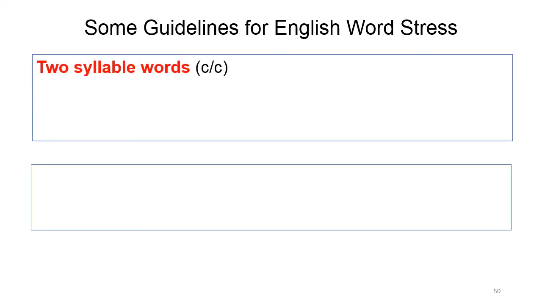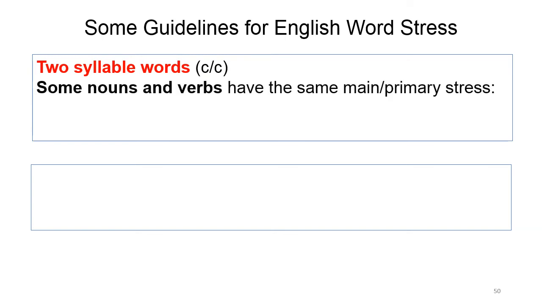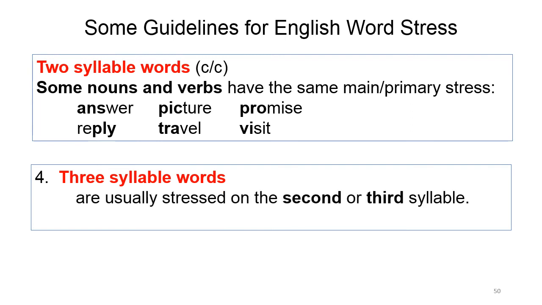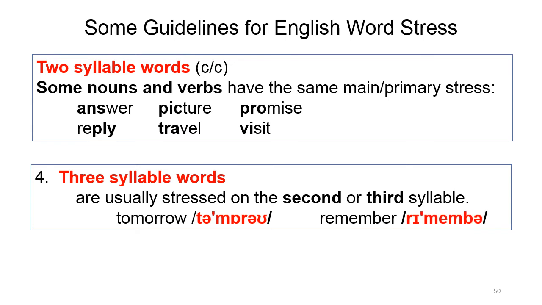Some two-syllable pairs of nouns and verbs have stress on the same syllable: answer to answer, picture to picture, promise to promise, reply to reply, travel to travel, visit to visit. Three-syllable words have stress usually on the second or the third syllable: tomorrow, remember.